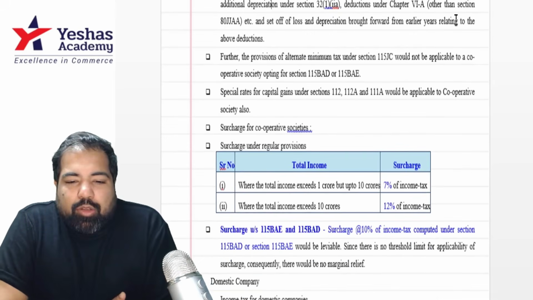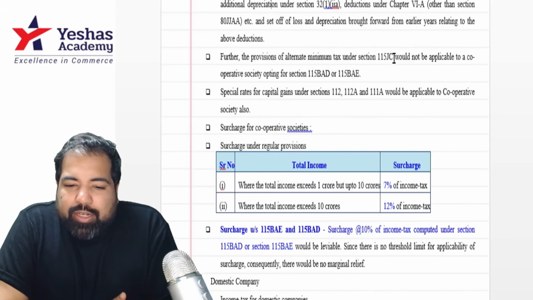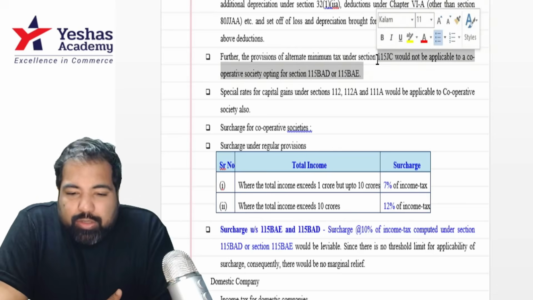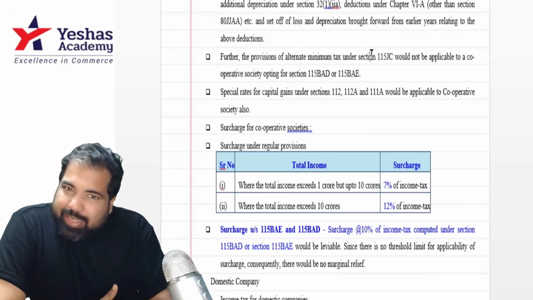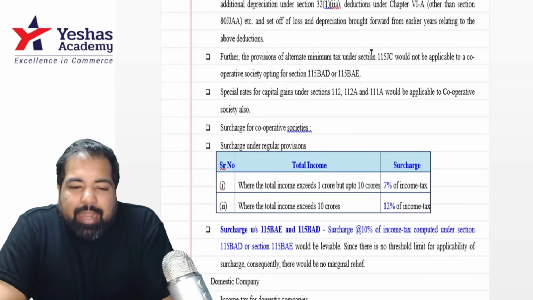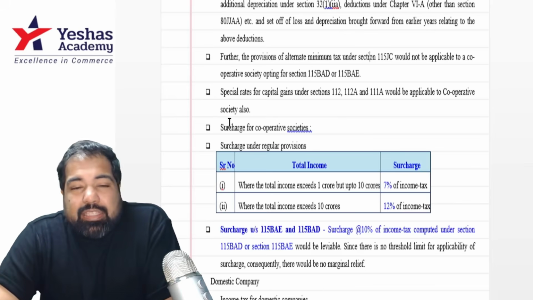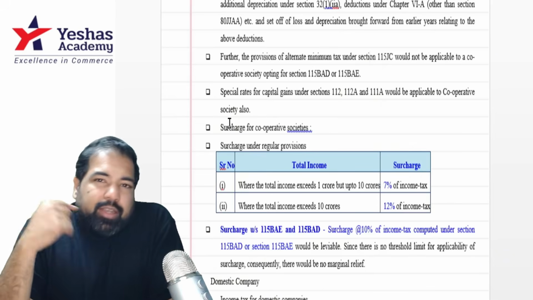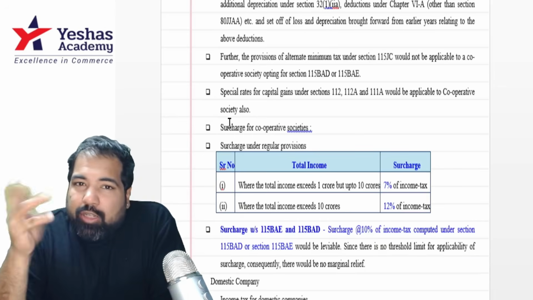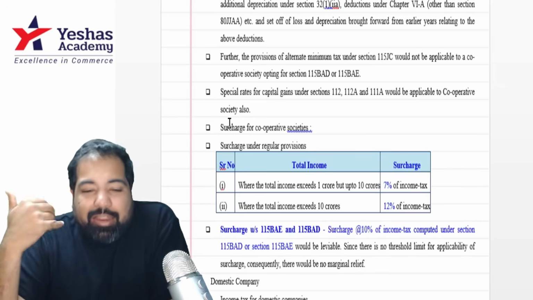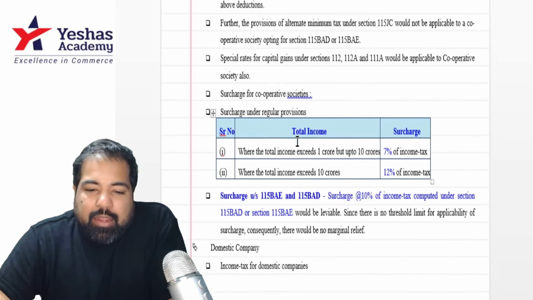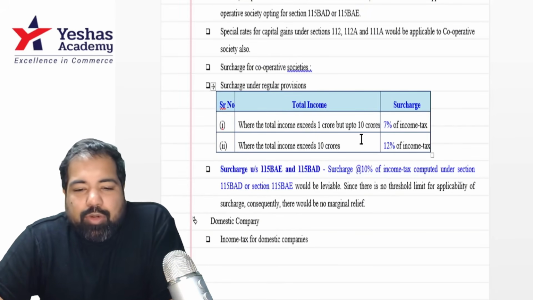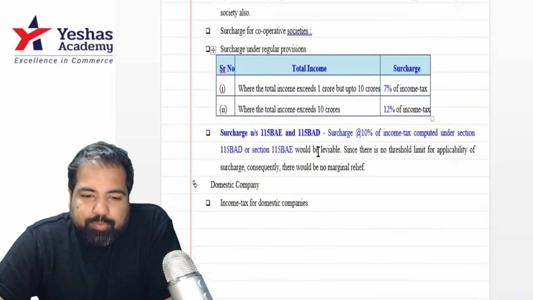Next, there is something called 115JC, Alternate Minimum Tax. It will not apply if you choose this 115BAD. So that's a good thing. If you don't remember alternate minimum tax, again, assessment of entities is coming up. And cooperative societies, guys, if you choose this new scheme, I'll tell you the best things: rates are lower. Not a good thing, deductions have been taken away. Good thing, alternate minimum tax will not apply. Bad thing, you will have to pay a surcharge of 10%. But if you're in the old scheme, that is 10%, 20%, 30%, then the surcharge applies only for income of more than 1 crore and more than 10 crore.